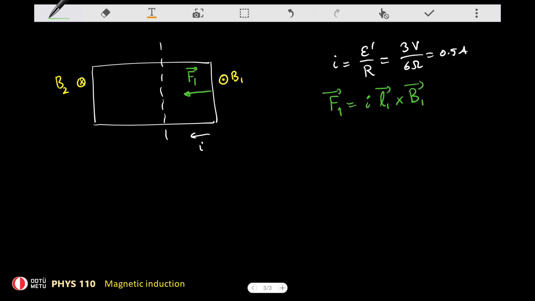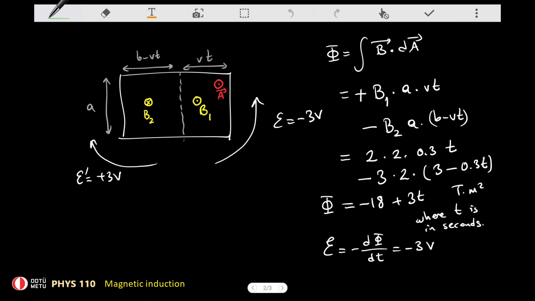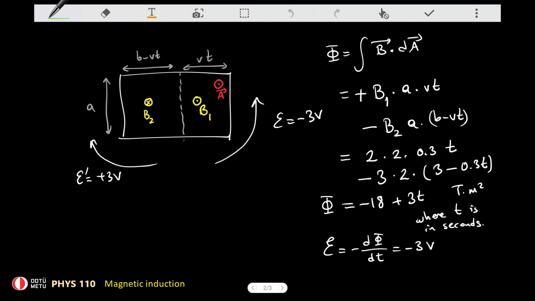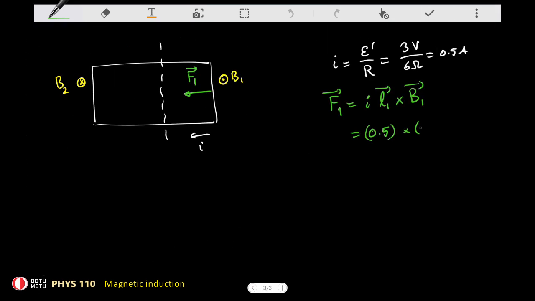Right, that's the direction. What's the magnitude? The current is 0.5 amperes. Length was, I think this was 2 meters. Yeah, it was 2 meters. And the magnetic field was 2 Tesla. So it is 2 Tesla. I don't want to write down any unit vectors in here, so that's just the magnitude. So that means it's 2 newtons towards left.